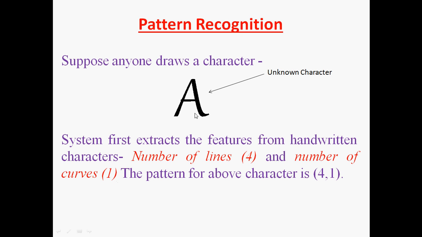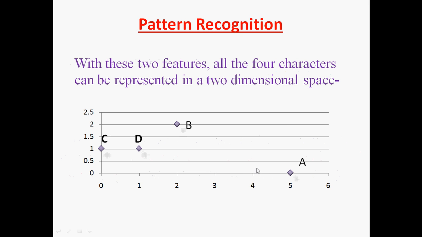Now if we draw this character in the same space, we see that this character will appear here at this place. Now this unknown character is nearest to this character. If we calculate the Euclidean distance, then this A is nearest to this unknown character. B is somewhat far, this is away, and this A is the nearest character. So we classify this unknown object as A.